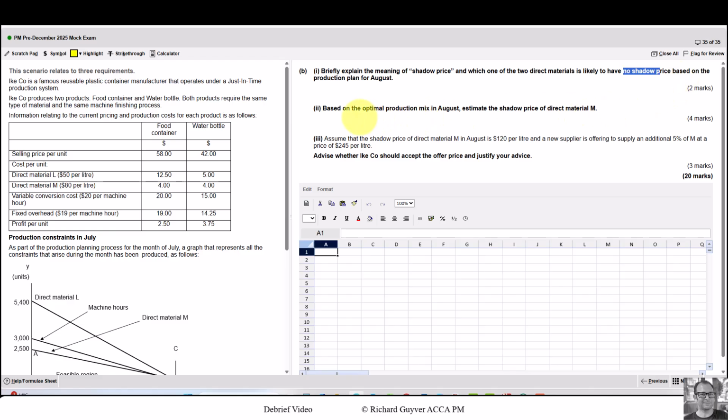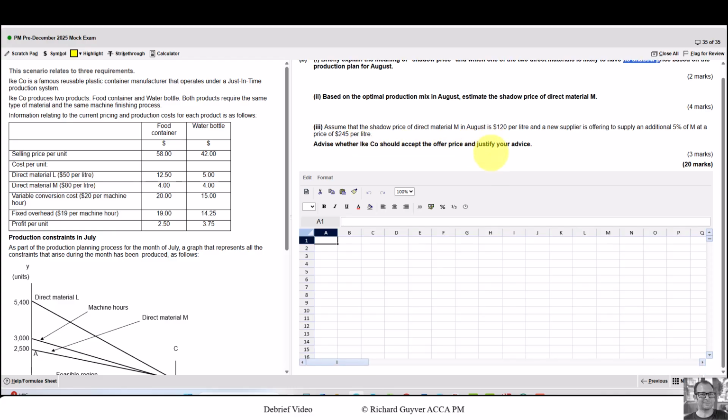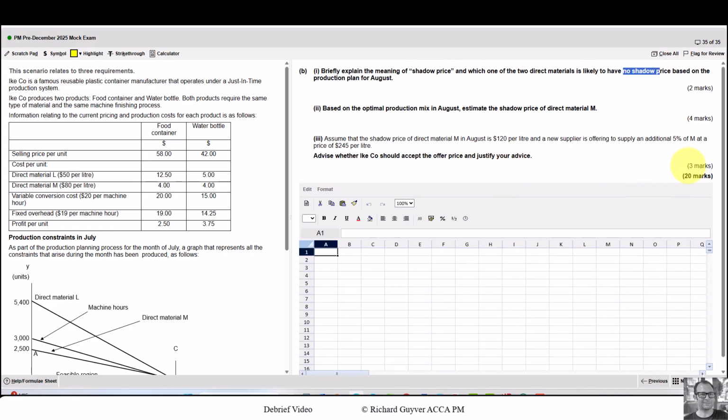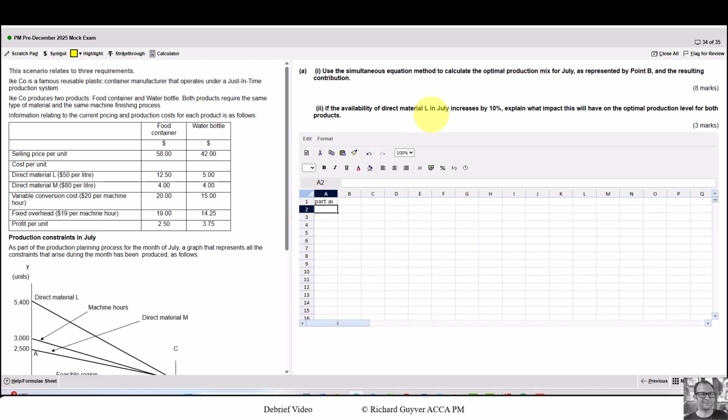That's 2 marks. Based on the optimal production mix in August, estimate the shadow price of direct material M for 4 marks. And assume the shadow price of direct material M is 120 per litre, and a new supplier is offering an additional 5% at a price of 245. Should we accept the offer price and justify the advice? And that's 3 marks. Okay, part A1, we need to find the optimal production mix for July.